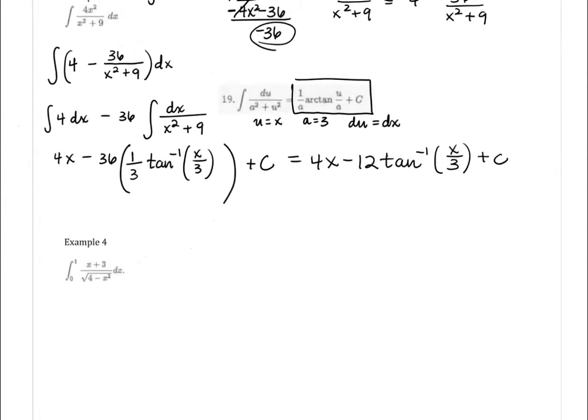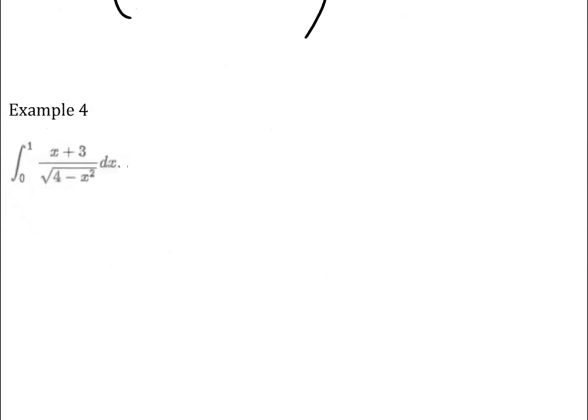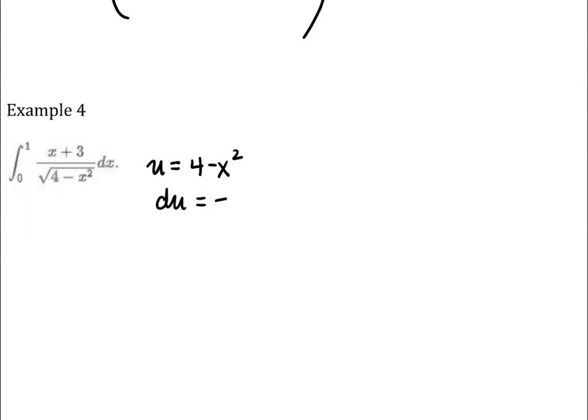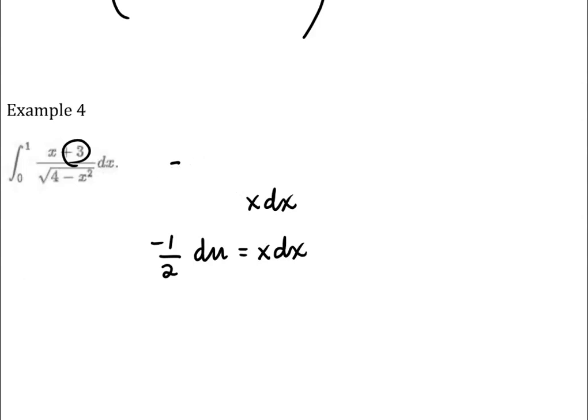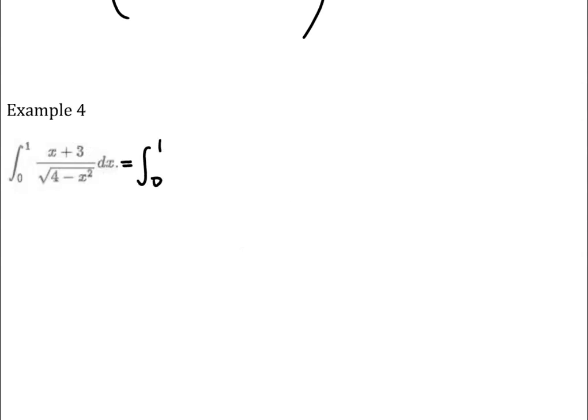Okay, so example 4 is a little bit different because typically I could start this off and say that u would be what's under the square root, but the problem with that is then du is a negative 2x dx, and yeah, I could move the negative 2, but then I still don't have anything to do with that 3. So first I'm going to separate these into two separate integrals, so that I could deal with that 3 separately. So this is going to become the integral from 0 to 1 of x over the square root of 4 minus x squared, and then I'm going to add a separate integral from 0 to 1 with the 3 in the top.